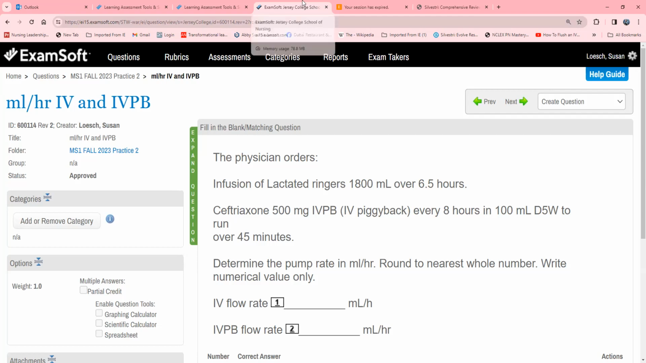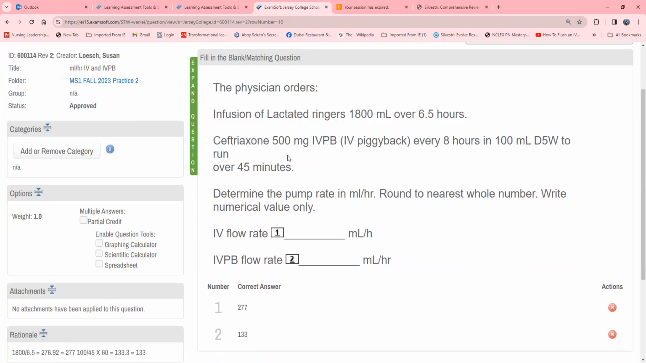Okay, let's look at them. 276.92, the top one, for the first one. And then 133 for the second one? So the second one should have been 100 divided by 45 times 60. Right, I did mine. Did I get that right? 133. Oh, hey. Yeah, that's what I got.